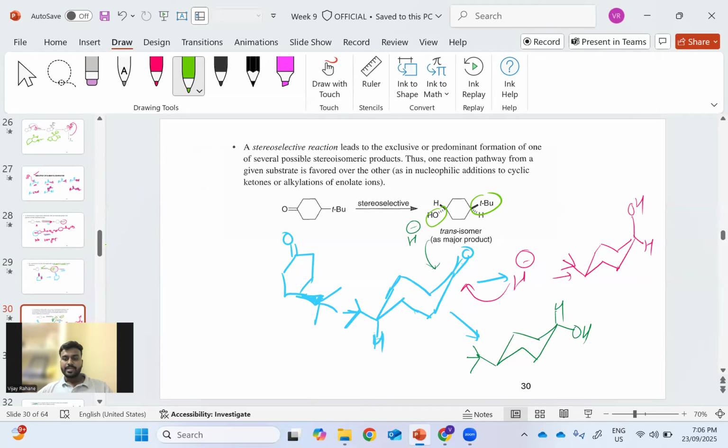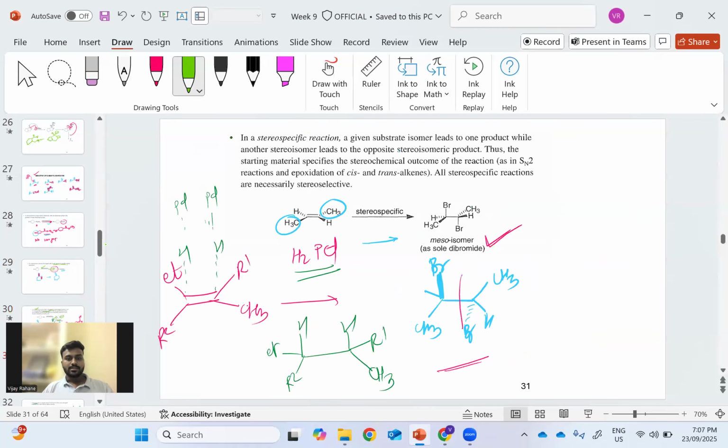When you get such a reaction and this product is obtained as the major product, or in enantiomeric excess, at that time we call this type of reduction a stereoselective reduction. This stereoselective reduction leads to exclusive or predominant formation of one of several possible stereoisomers. So when a stereoisomer is the product, we call it a stereoselective reduction reaction.